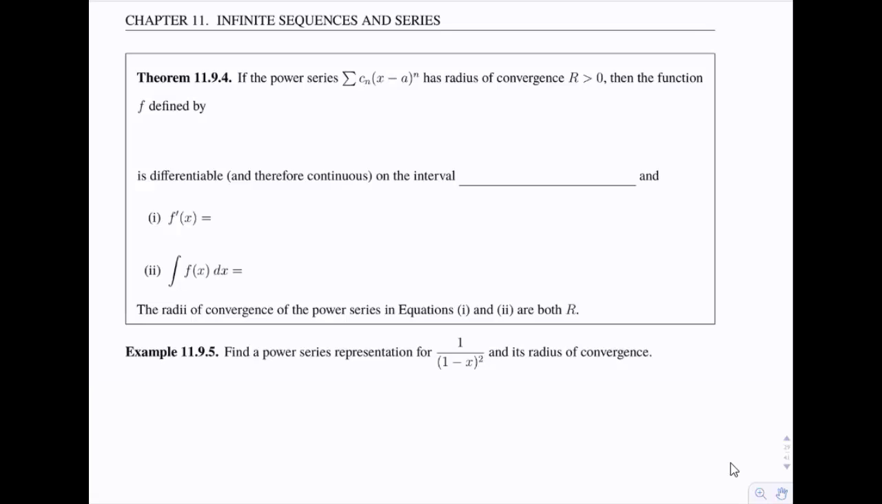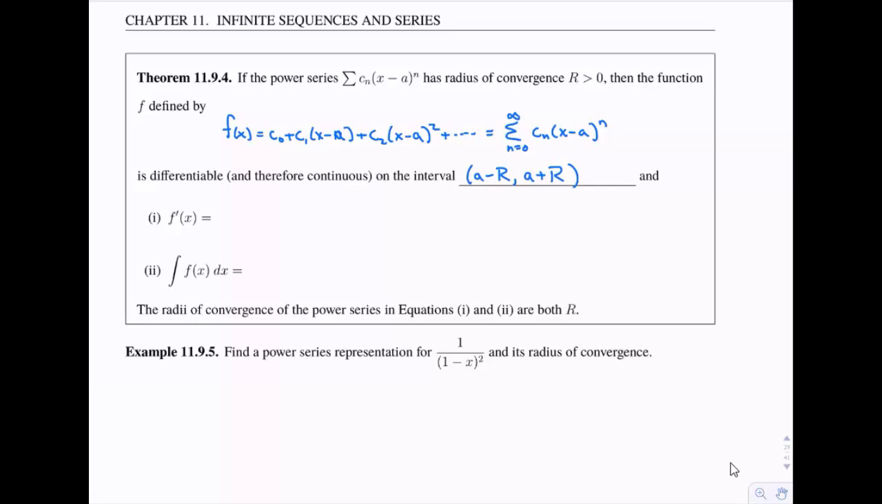All right, now I'm going to be moving into taking derivatives and integrals of power series. So again, we have our nice power series, we have a radius of convergence, and we're going to consider f a function defined by a power series. So that is, it has c0 plus c1 times x minus a plus c2 times x minus a squared, and so on and so forth. We could, of course, write this in sigma notation as the sum from n equals 0 to infinity of c sub n times x minus a to the n. So that's kind of our assumption, that f can be represented as a power series.